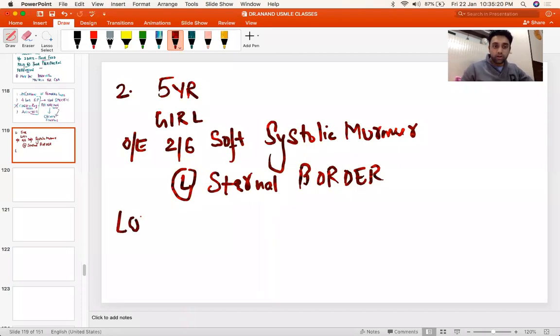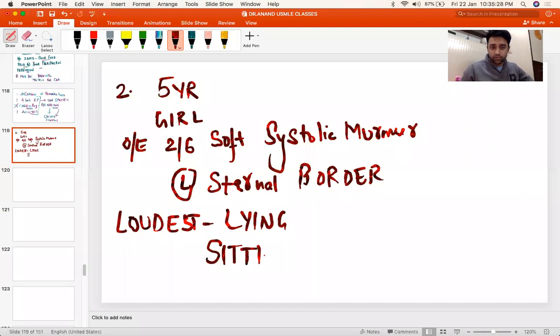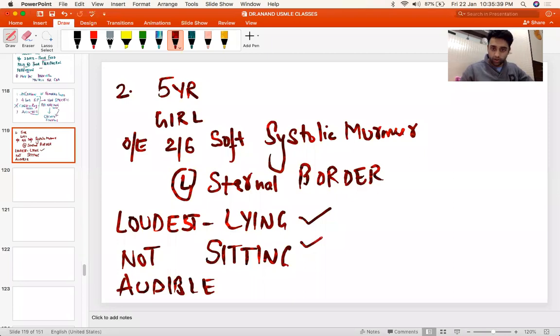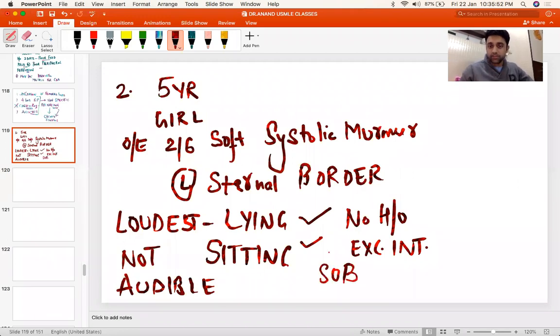The murmur was loudest in the lying position, but in the sitting position, it was not audible. There is no history of exercise intolerance. There is no history of shortness of breath. There is no history of hospitalization.